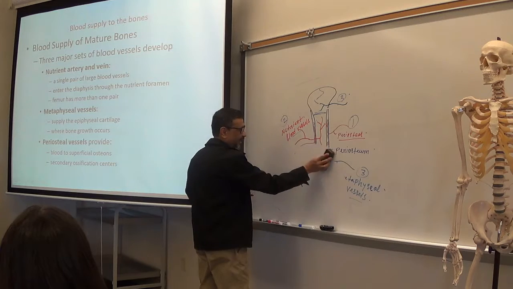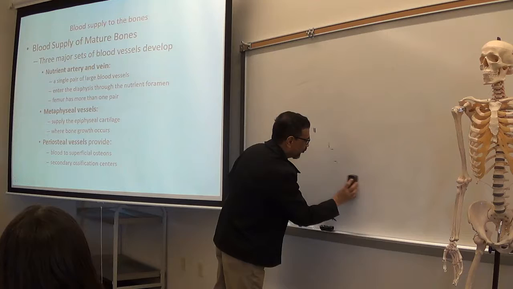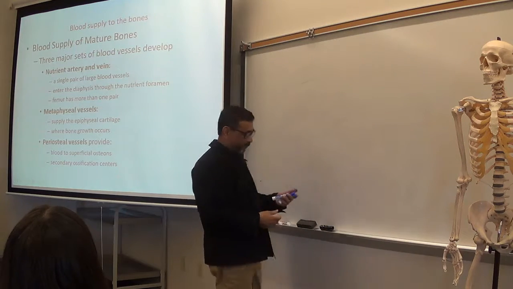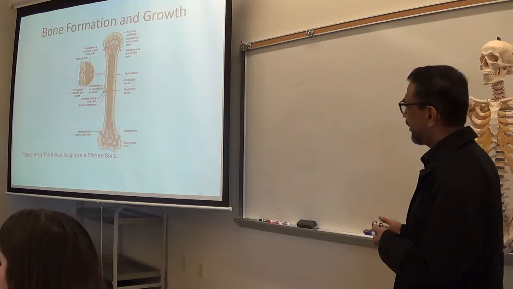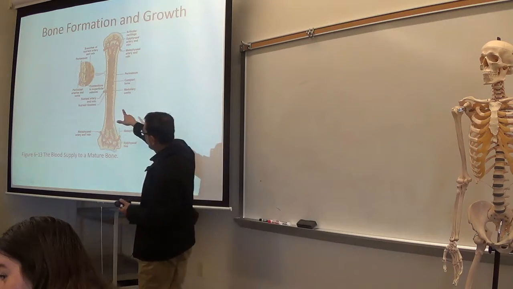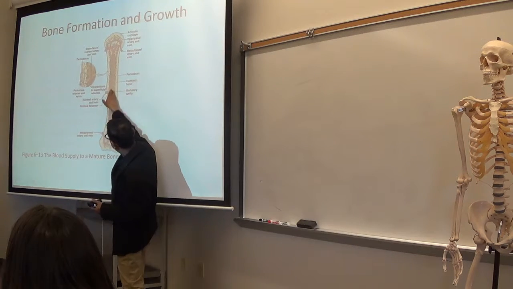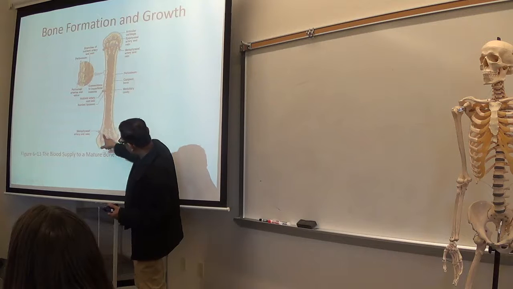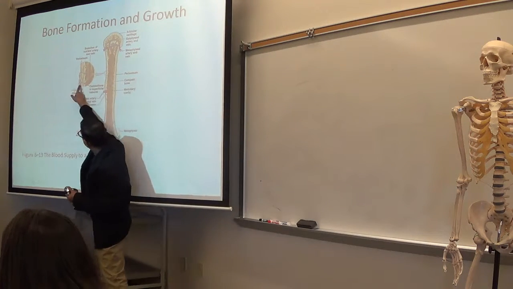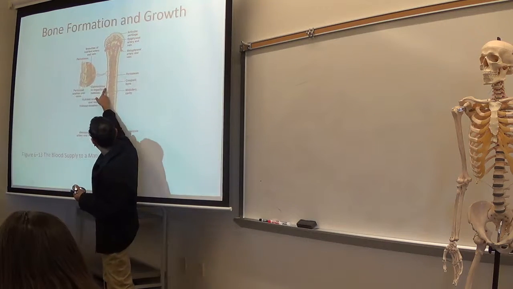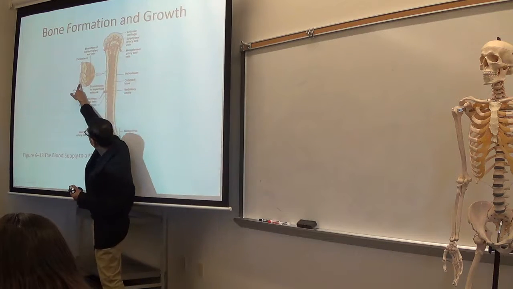Okay? So that's how the long bone gets blood supply from the blood vessels. Okay. Here, you see nutrient, artery and vein, nutrient blood vessels entering into the medullary cavity, and metaphyseal. And if you see the periosteum, this is the covering periosteum. You have blood vessels here. That's the periosteal blood vessels.